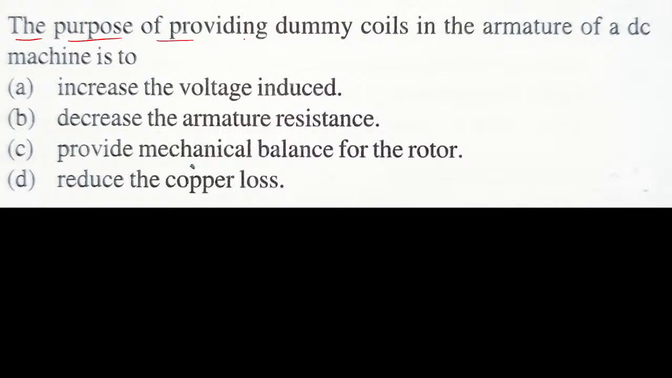The purpose of providing dummy coils in the armature of a DC machine is to dash. Why are we providing dummy coils in the armature winding? Does anyone have a basic idea for this? What is the purpose of providing dummy coils? That is very simple actually. But you can try. I'm waiting for your answer.